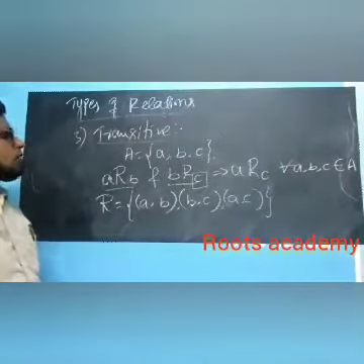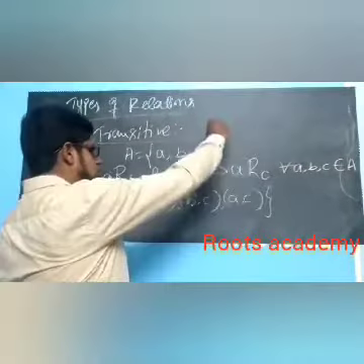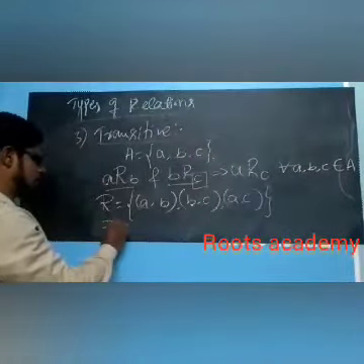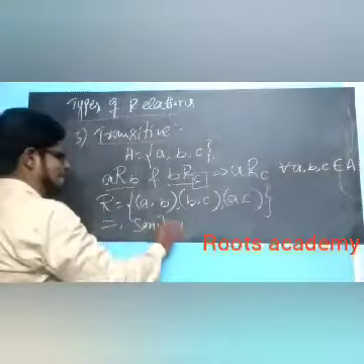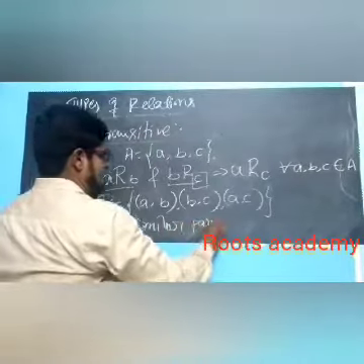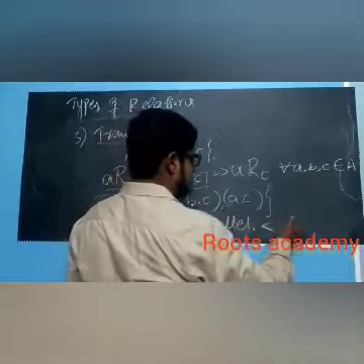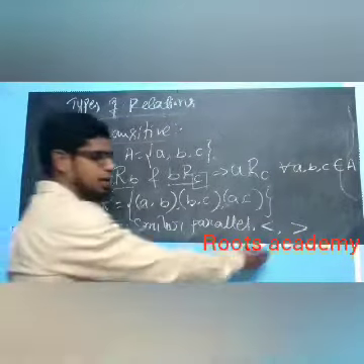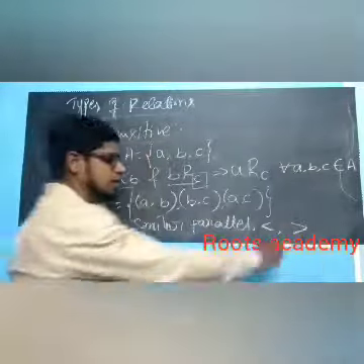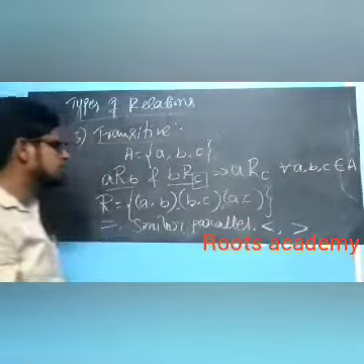Now, the one-word examples for transitive relation are, I'll write here: equal, similar, parallel, less than, greater than. You can write less than or equal to, greater than or equal to, but perpendicular is not possible in transitive, etc.